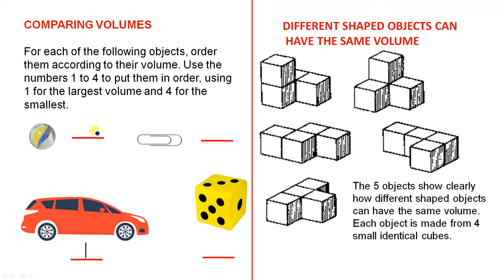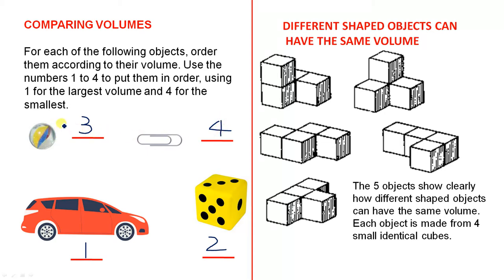We have 3 left, the marble, the paper clip and the die. Now that's only a small marble and this die is quite large, so it's probably the second largest, isn't it? So that'd be 2. And I think it's clear to see that that's probably 3. And that one's the smallest. It makes sense, doesn't it?